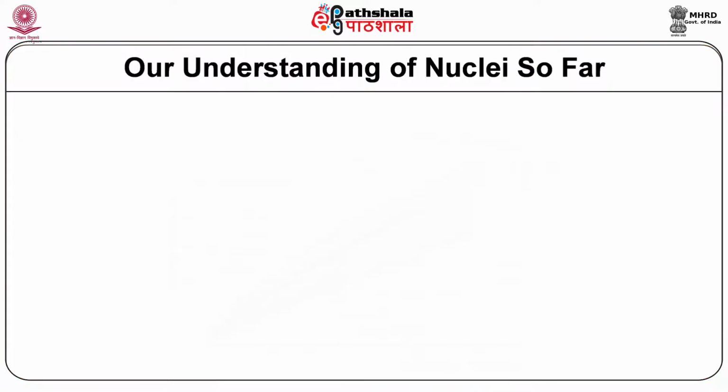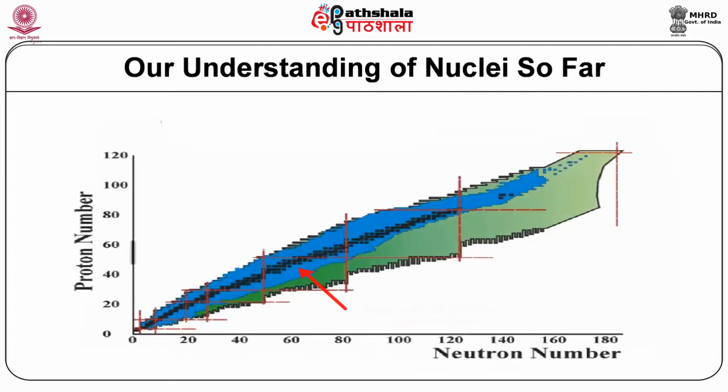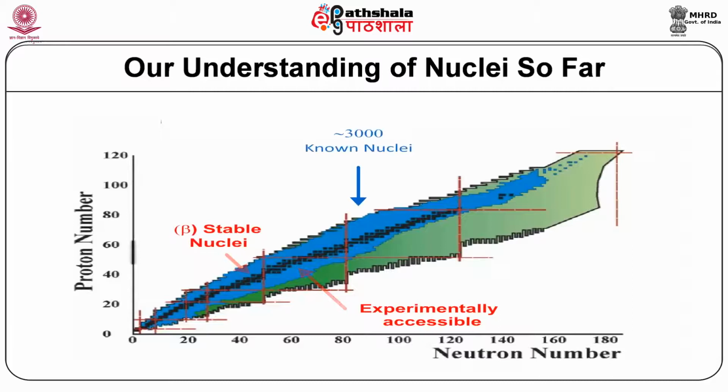So after Chadwick's discovery, the nucleus got its composition as neutrons and protons inside it. That is our understanding of the nuclei so far. Now, since the discovery of the nucleus by Rutherford, very many nuclei have been discovered so far.